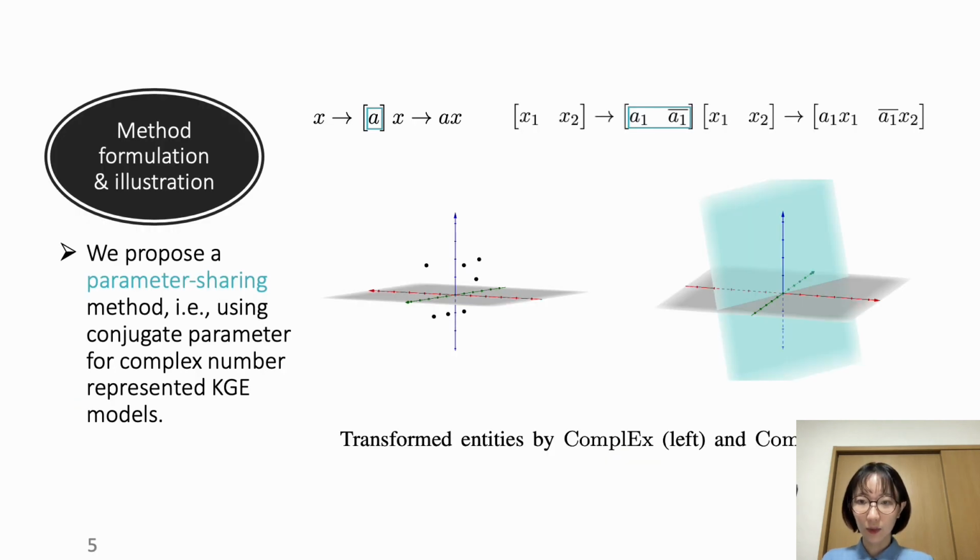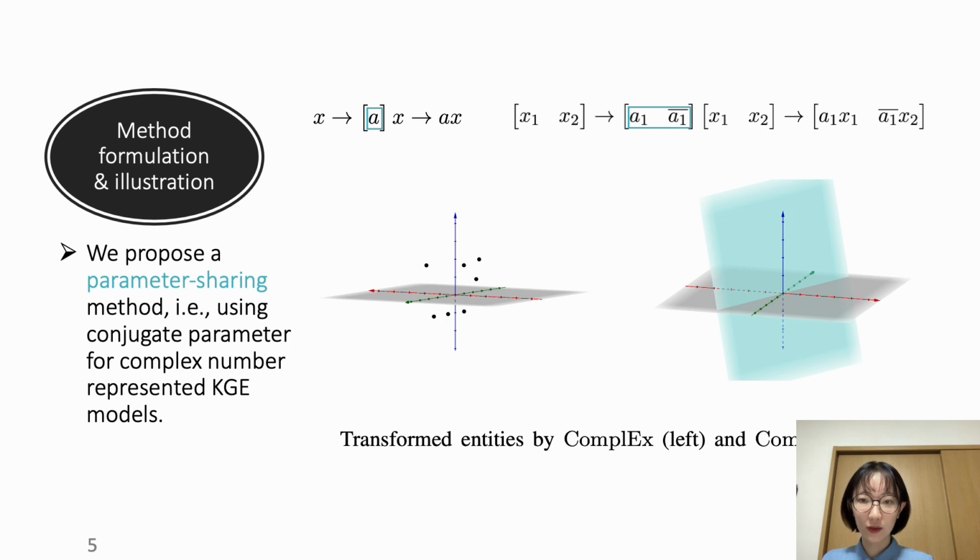To mitigate the computational load, we propose a parameter sharing method, that is, using conjugate parameters for complex numbers employed in KGE models. Our method improves memory efficiency by 2 times in relation embedding while achieving comparable performance to the state-of-the-art non-conjugate models with faster or at least comparable training time. We demonstrated the generalizability of our method on 2 best-performing KGE models, 5*E and ComplEx, on 5 benchmark datasets.